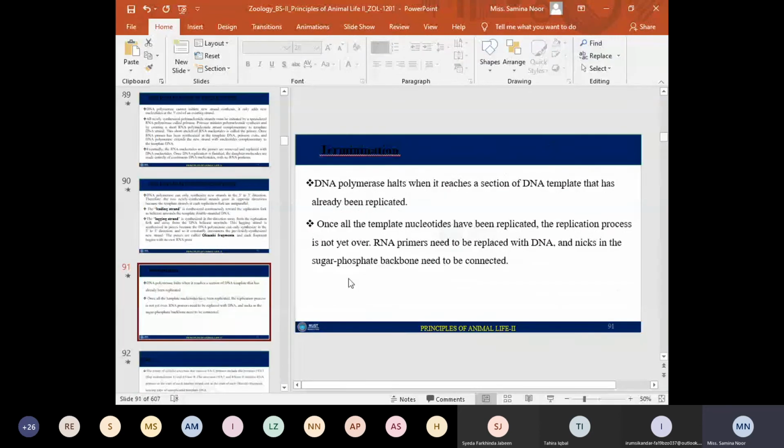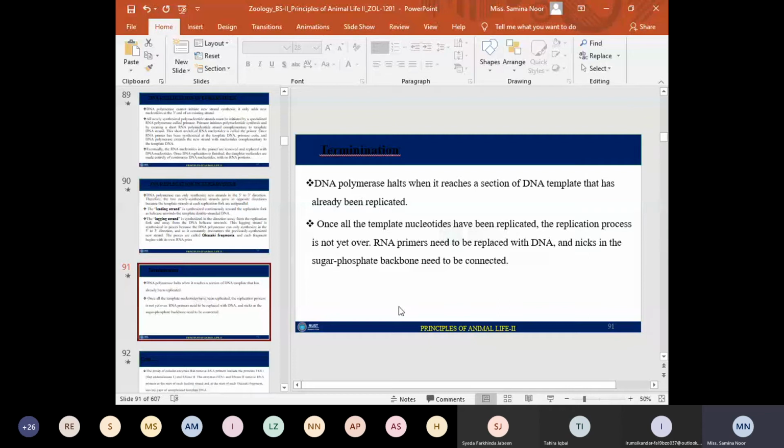So the last stage of DNA replication is known as termination. During termination, the DNA polymerase halts when it reaches a segment of the DNA template that has already been replicated. So termination occurs when the polymerase reaches a section of the DNA template which has already been replicated.